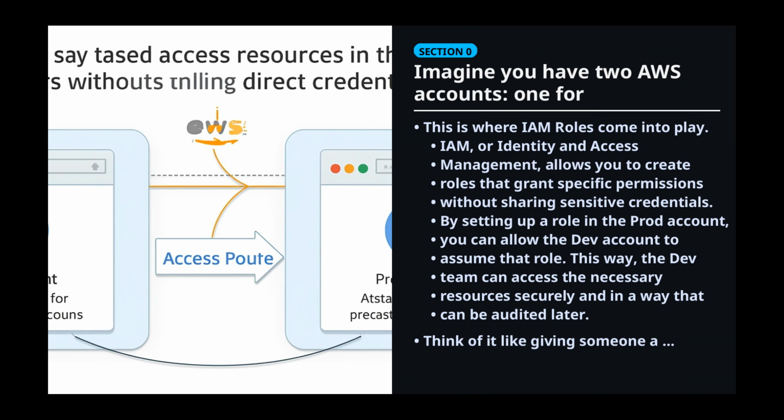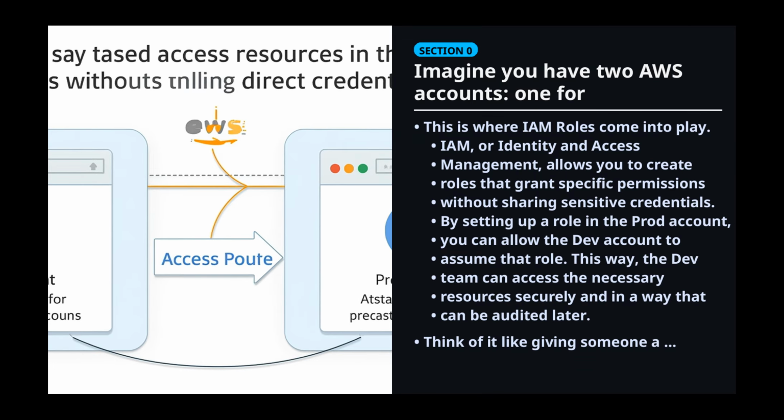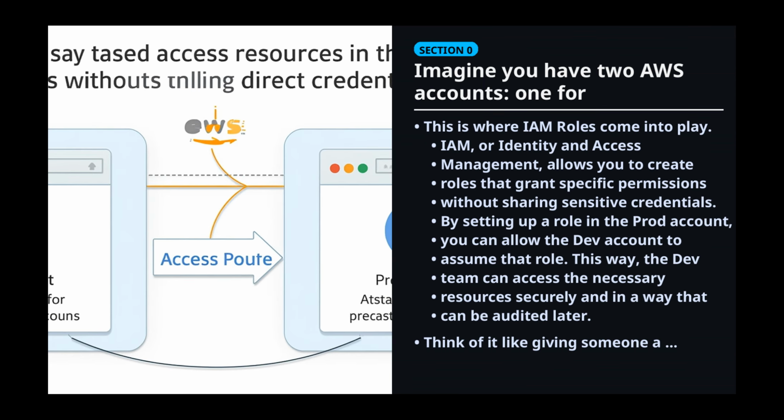Think of it like giving someone a temporary key to a room instead of handing over your entire house key. They can enter when needed, but don't have full access all the time. In summary, using IAM roles helps you manage cross-account access securely and efficiently, ensuring that your resources remain protected.